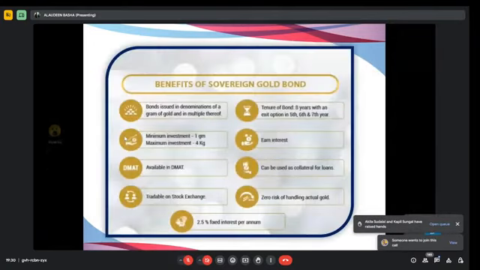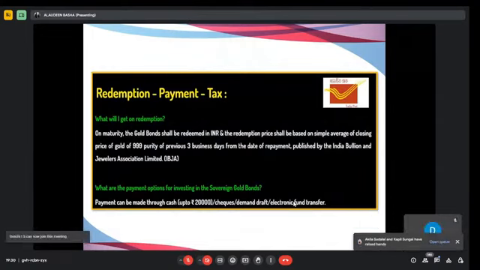And there is a 2.5% return with zero risk in handling actual gold. And the main thing is that it is 24 karat, 999 purity gold. So it is a very, very important one.